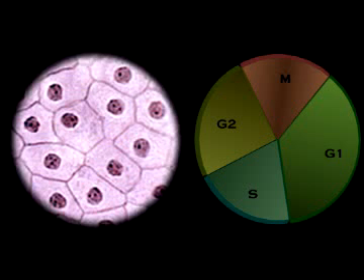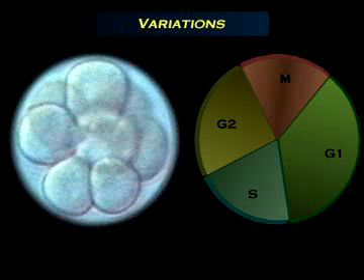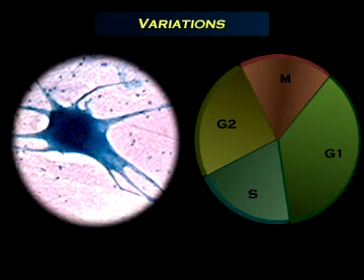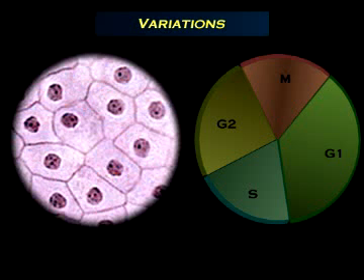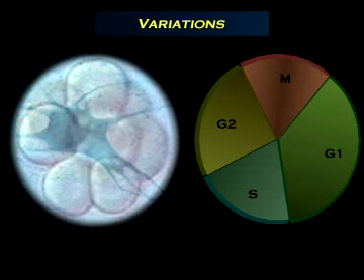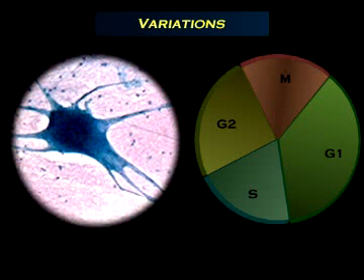Different types of cells exhibit variations of this basic cell cycle depending on their function in the organism. Some examples of different cell cycles can be found in the Variations section.